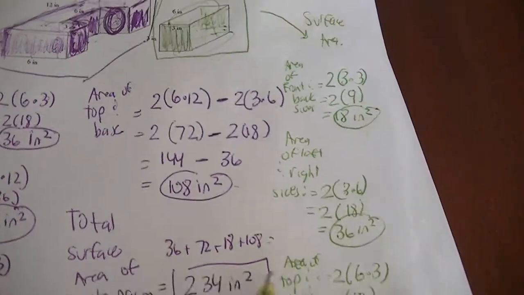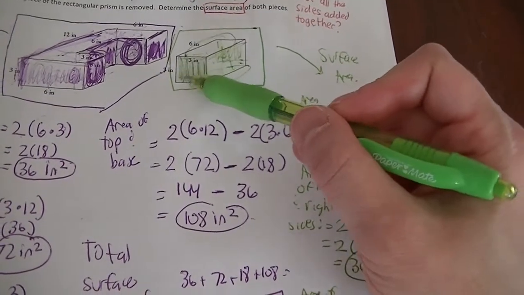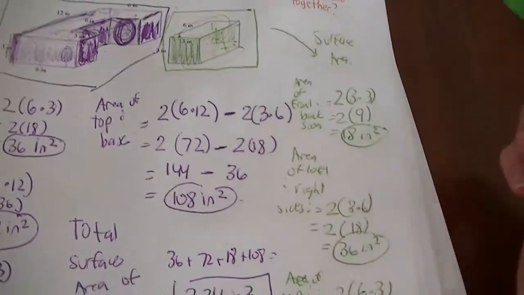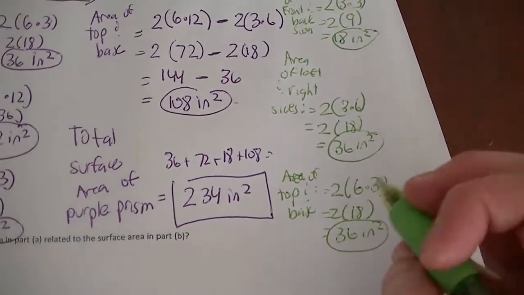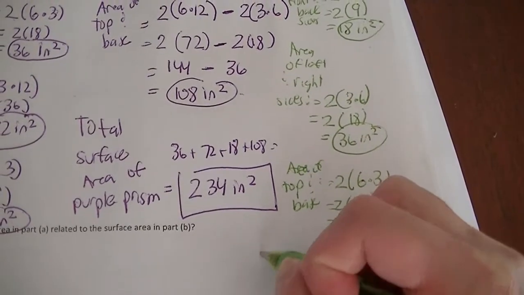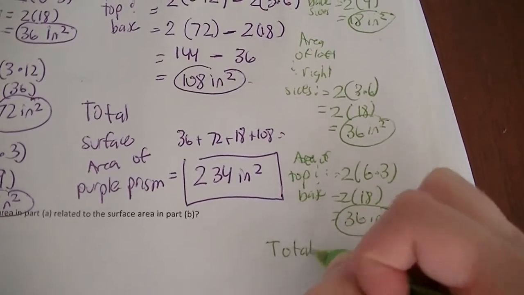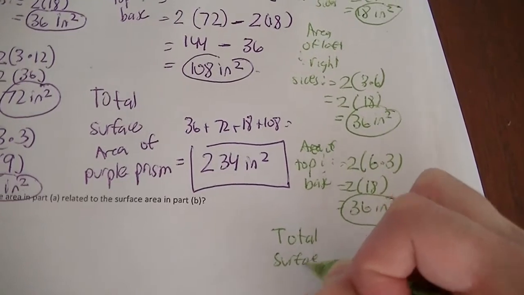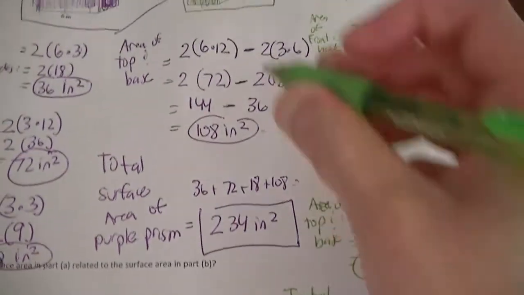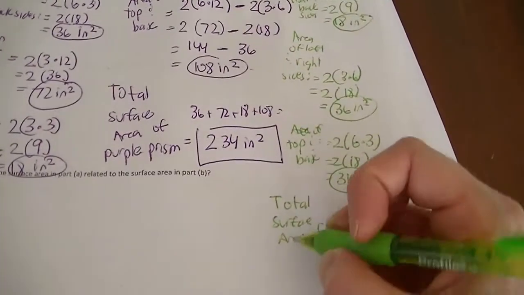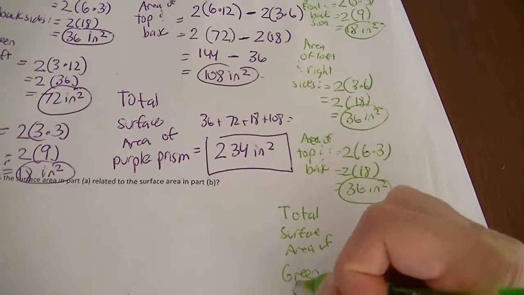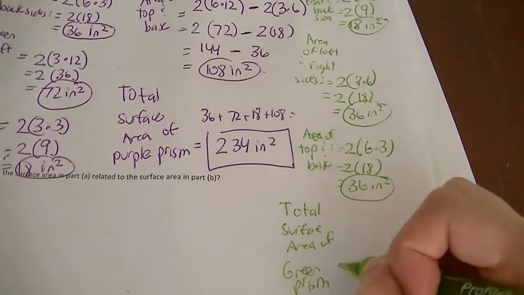Okay, let's double check to make sure we accounted for all the sides. There's 1, 2, 3, 4, 5, 6 sides. Each one of these represents 2 sides, so I have enough. So now I need to write down the total surface area and find it. And it's the green prism, and if you didn't use green, don't call it a green prism. You can say second prism or something.